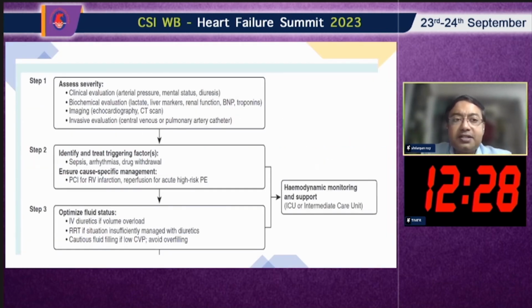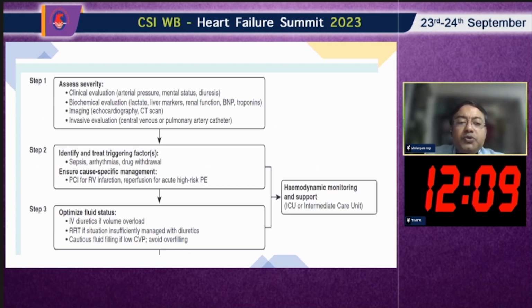Followed by that, we have to assess the severity. This severity assessment will primarily be done by clinical evaluation and biochemical evaluation that we have already discussed, and in certain cases, invasive evaluation needs to be done by central venous catheterization or pulmonary artery catheter to invasively assess the pulmonary artery pressure or the central venous pressure.